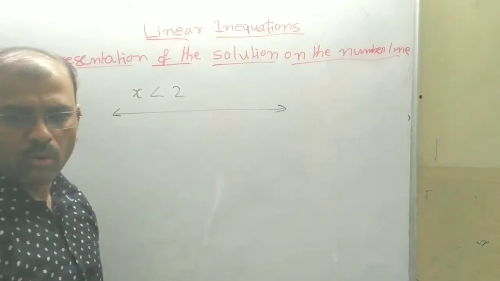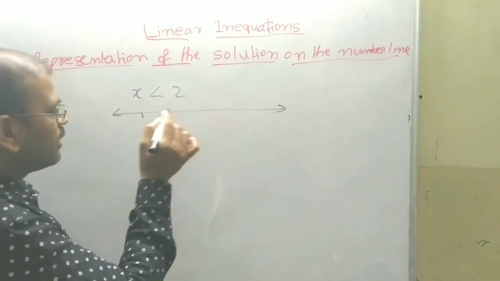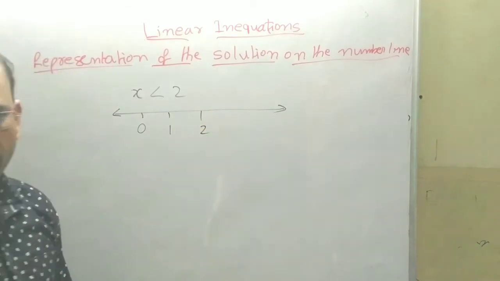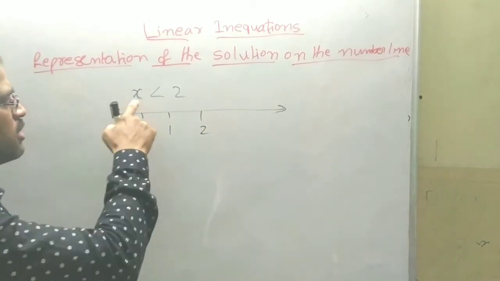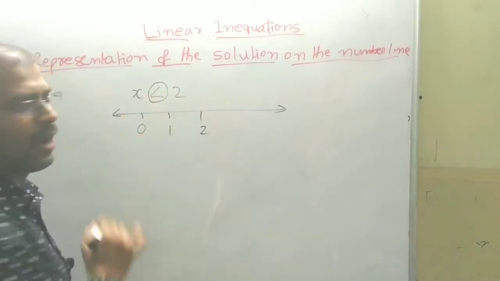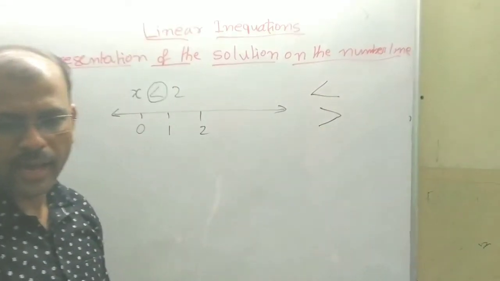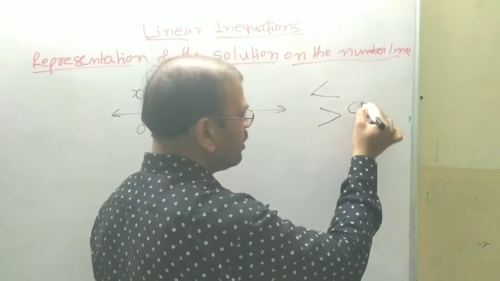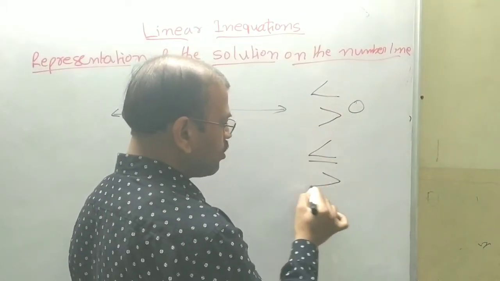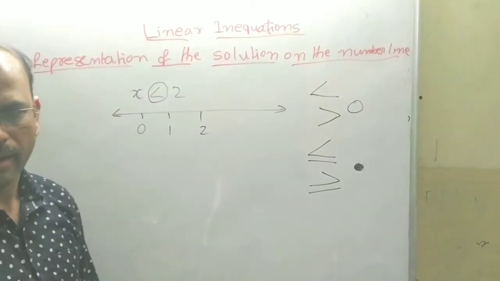x less than 2. At least one number you take before this, so I'll write it as 0, 1, 2. I wrote it here. Now our question is x less than 2. Whenever you see less than or greater than, you need to write a hollow circle. Whenever you see less than or equal to, greater than or equal to, you need to write it as a thick circle.